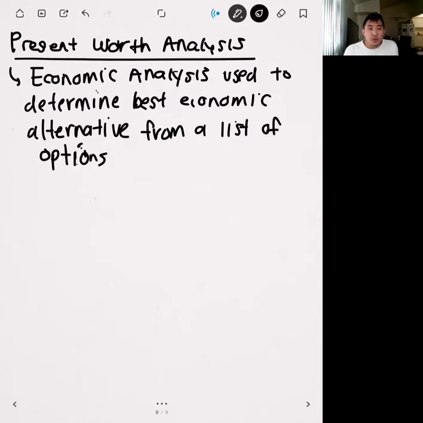And so in all these present worth types of problems, I'm going to present you with at least two options. So you need at least two. Sometimes it's going to be 3, sometimes it's going to be 4. And then what you're going to do is compute the present worth. Okay?